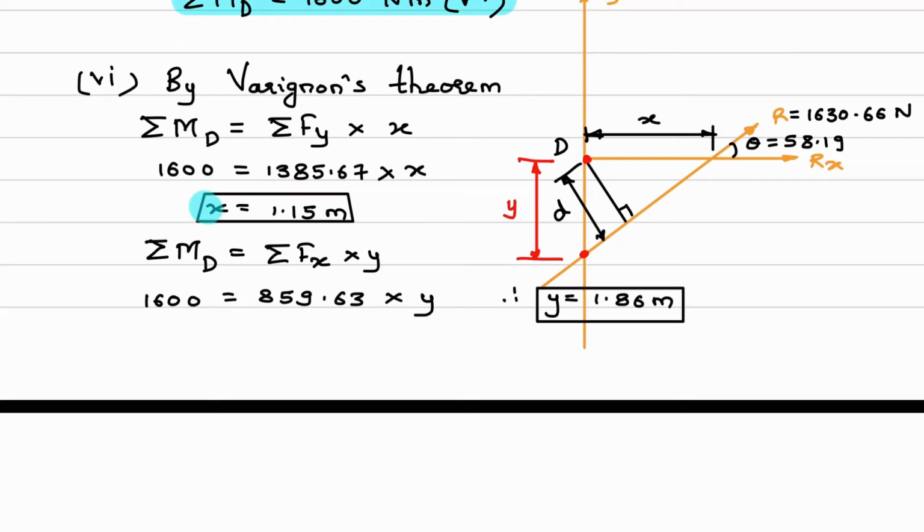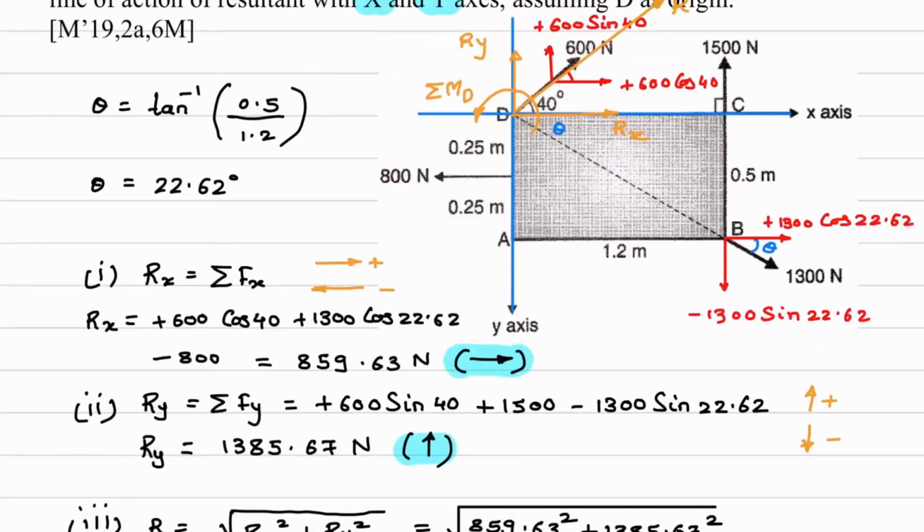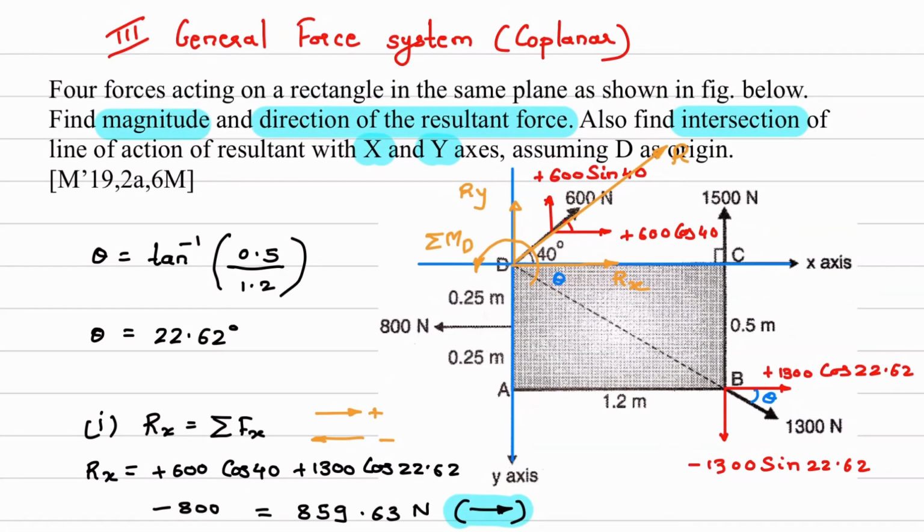So these are the answers, x and y. So what was asked? Here now in the diagram you can write this x is 1.15 meter and this y we have calculated, this y is equal to 1.86 meter. So we'll see the question again. What was asked in the question?